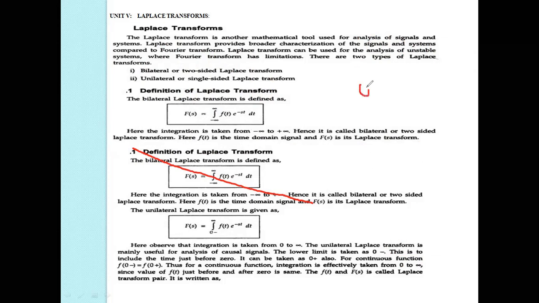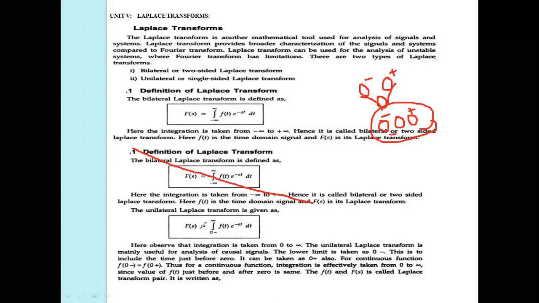What is the 0 minus? It is a new term we are hearing here: 0 minus and 0 plus. Both are the same, equal to 0 only. 0 plus is just above the 0, and 0 minus is just below the 0, before the 0. Both 0 minus and 0 plus are zeros only.